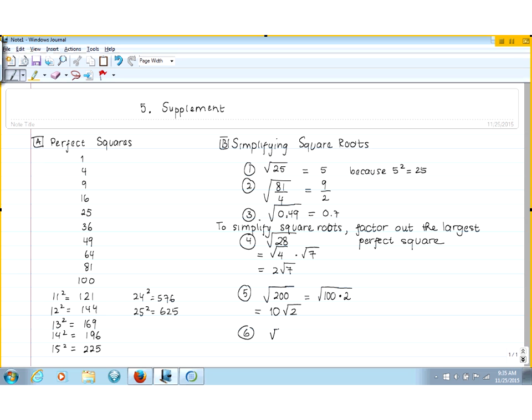Good. Now, can you simplify the square root of 80? Now let me give you some. Square root of, what other numbers do you like? 56? What other numbers do you like? Square root of 75 maybe? Okay. Easy. Why don't you try it?